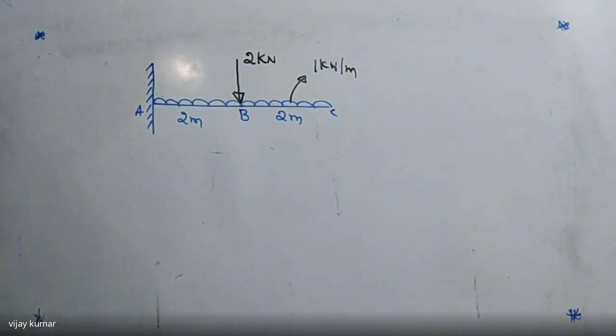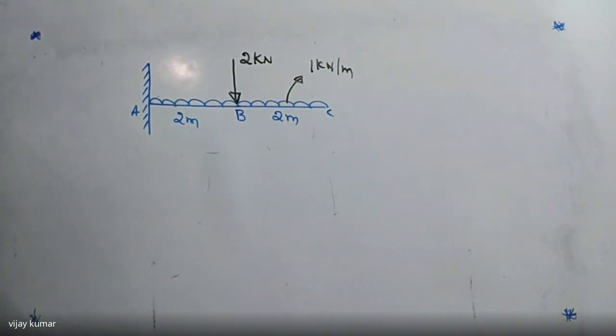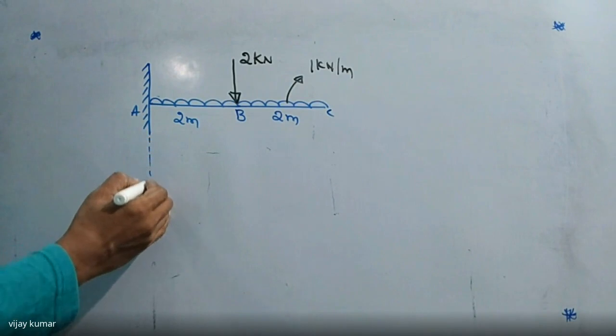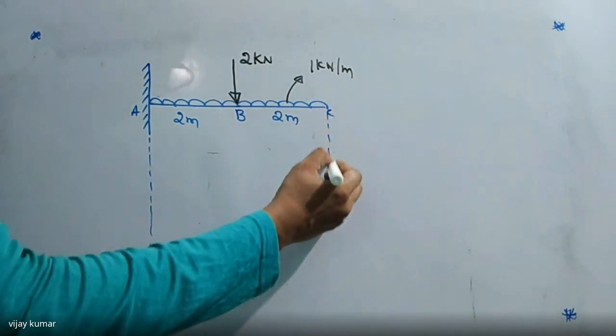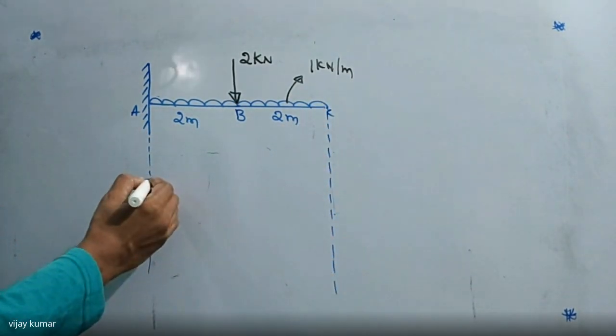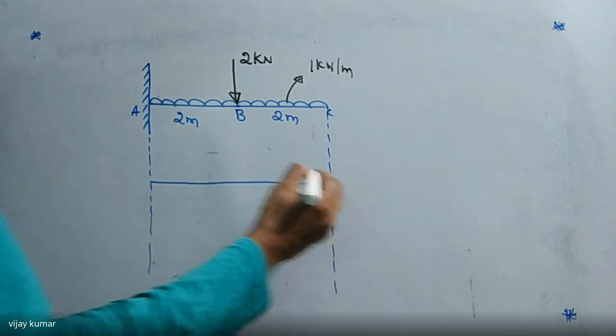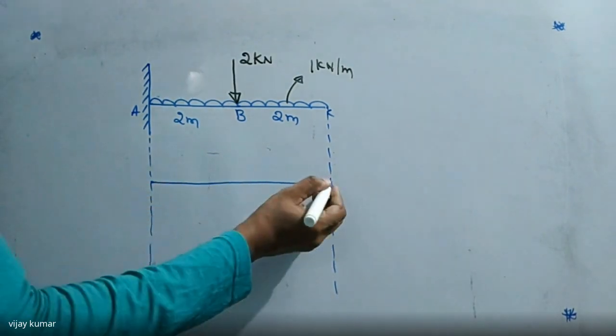Now, don't calculate the shear force and bending moment values. Draw the shear force and bending moment diagram directly. What is the shear force and bending moment diagram? First of all, I'm going to draw the shear force diagram. Here the shear force is 0.